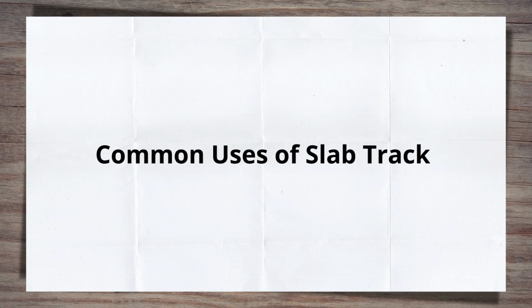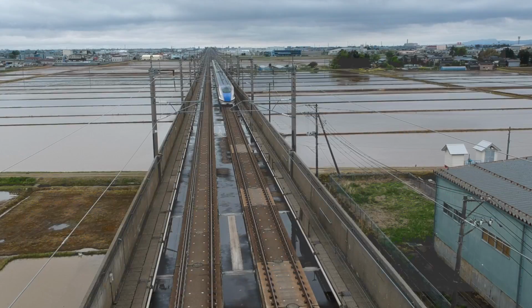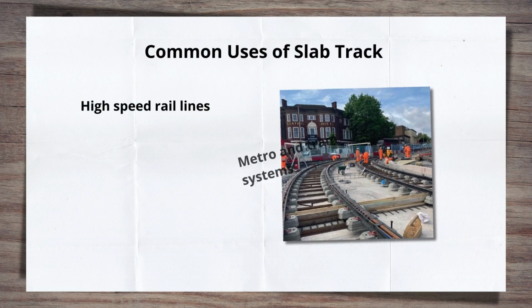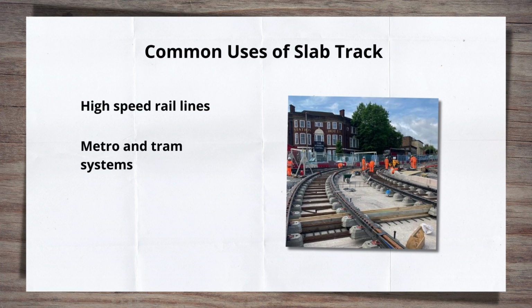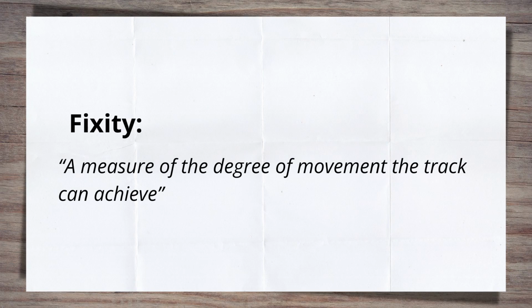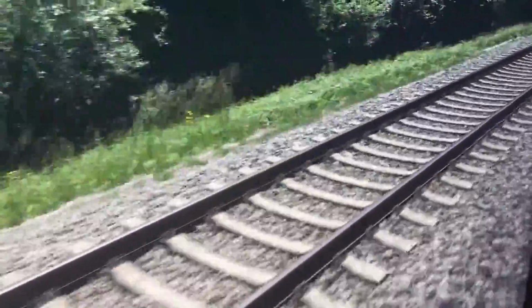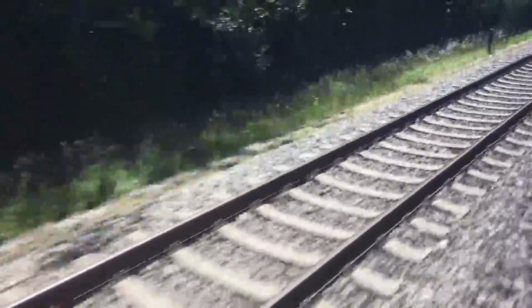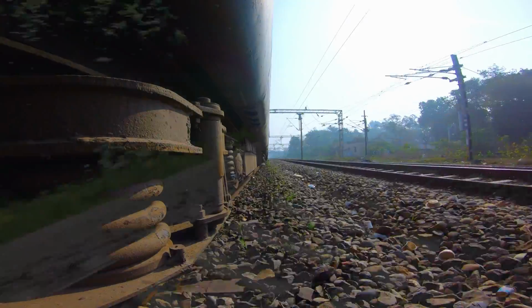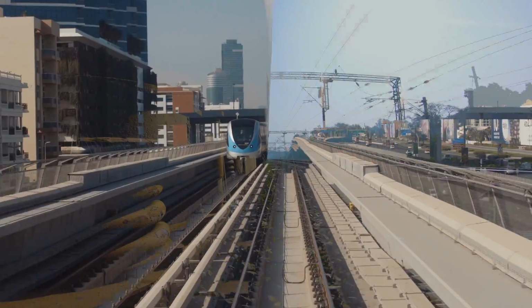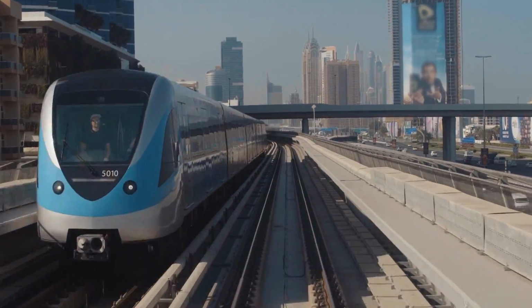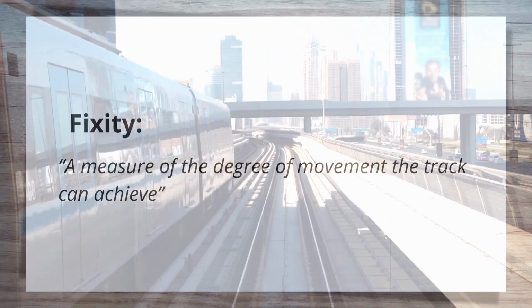So what are the common uses of slab track? Slab track is widely used in some high-speed rail lines, in metro and tram systems, and areas where high levels of track fixity is needed, such as tunnels. Fixity is a measure of the degree of movement the track can achieve. Ballasted track has low fixity, as the ballast is not rigid in its support and the track position can move due to degradation and other factors. Slab track is high fixity, as the concrete construction allows very little movement.